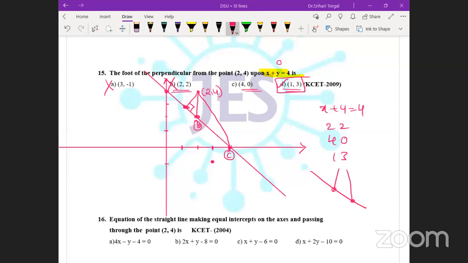Okay. Yes, Chandan, tell me. Sir, can you repeat, sir? You have to draw the line x + y = 4.